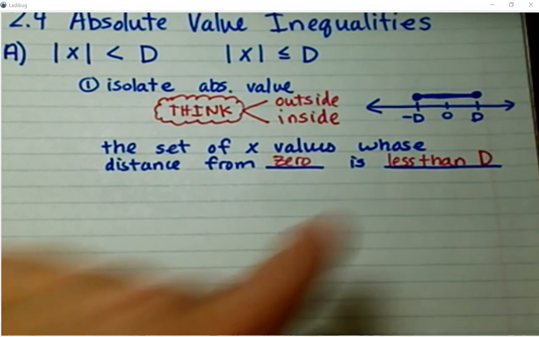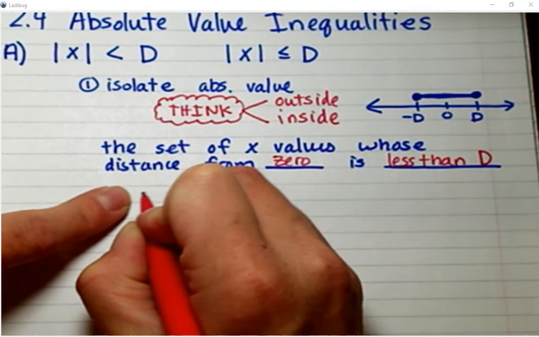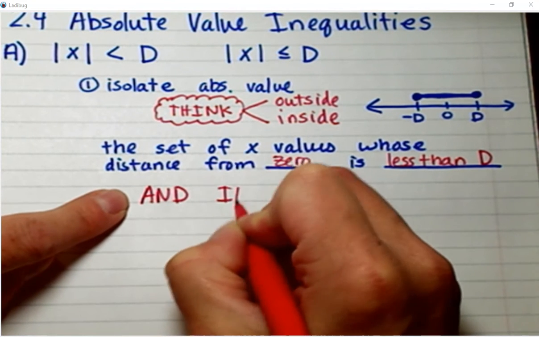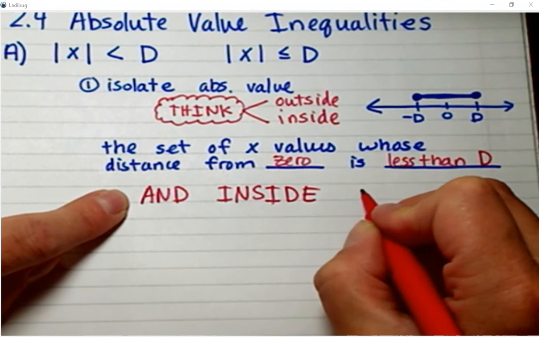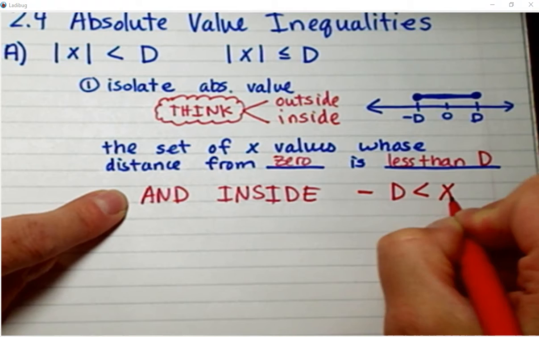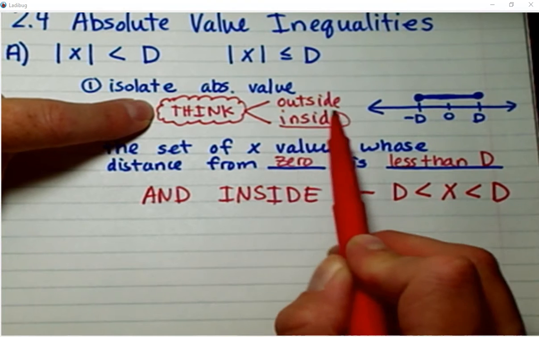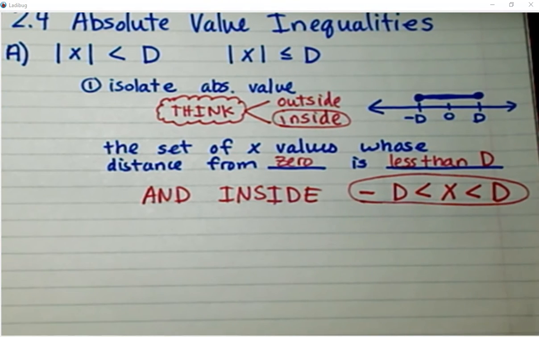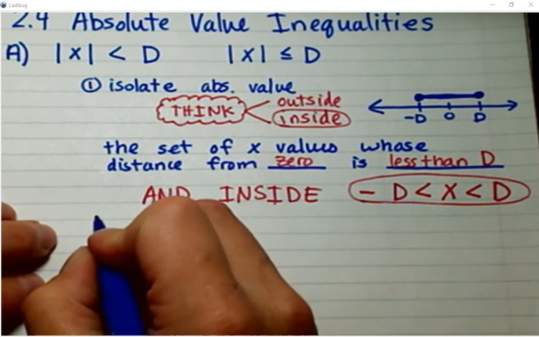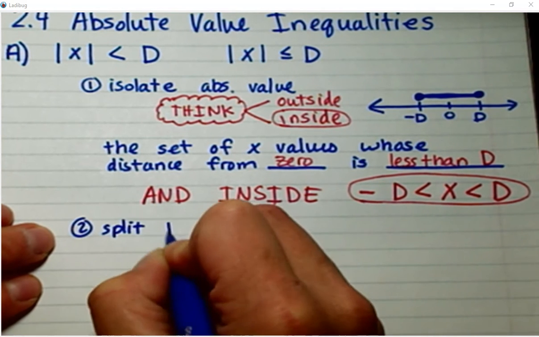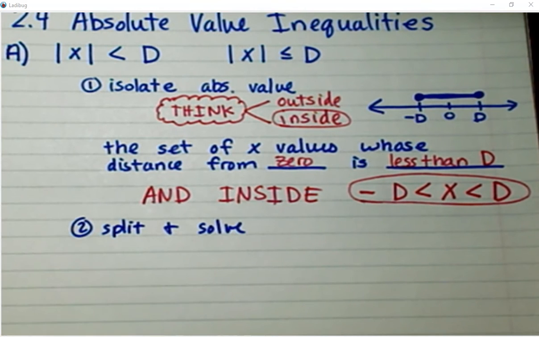Okay, so part of this thinking means that my answer, I'm going to write the word and, I'm going to write the word inside, and I'm going to write this inequality. The thinking is what's going to determine how we set up to split and solve. The second step is split and solve. I chose inside because I interpreted the question. The distance has to be less than this number. Well, distance has to go towards the 0 if it's going to be less than. All right, split and solve.